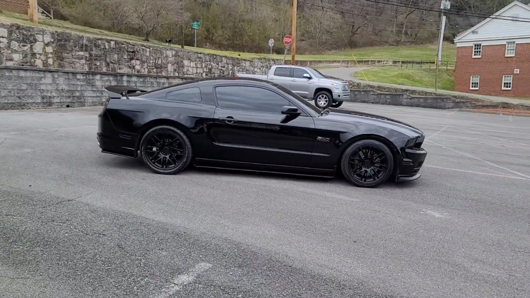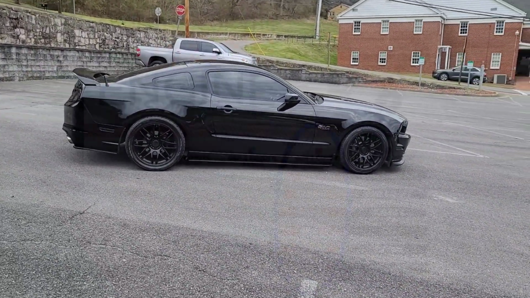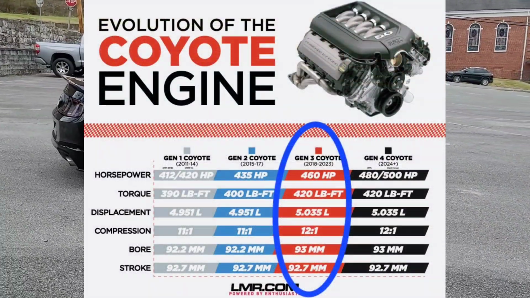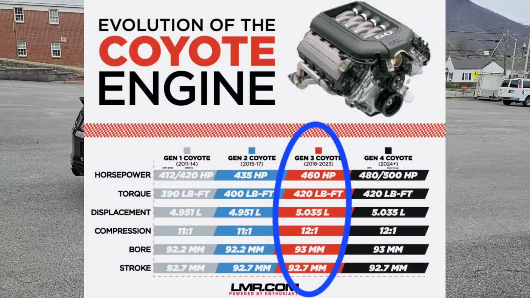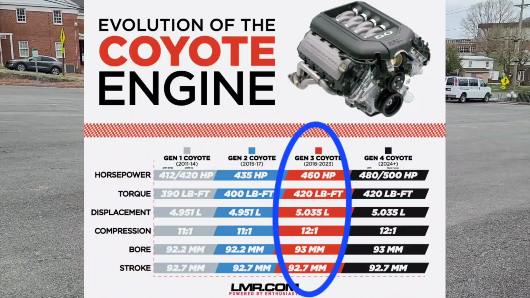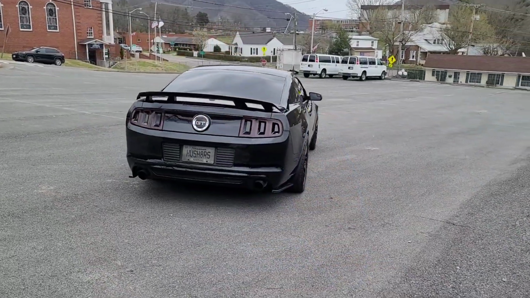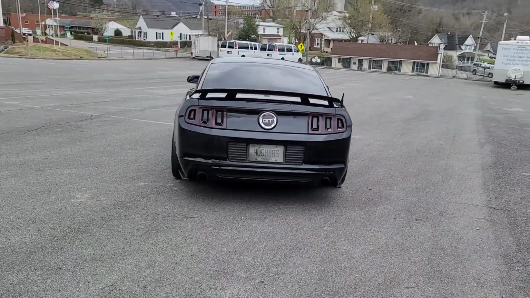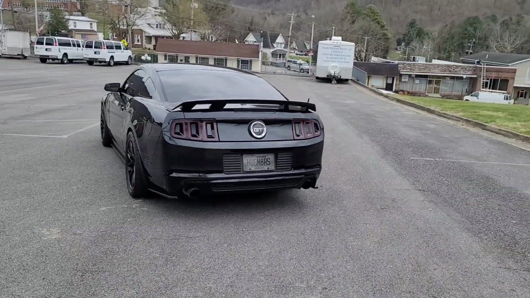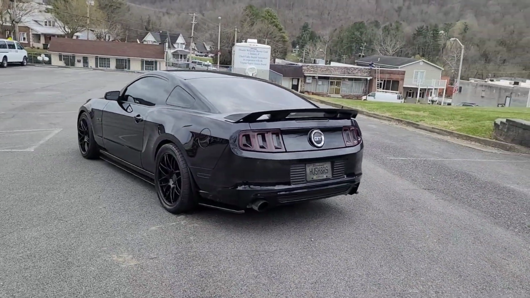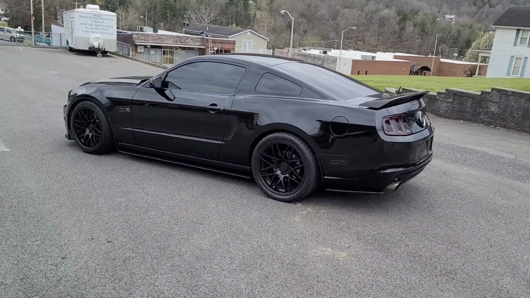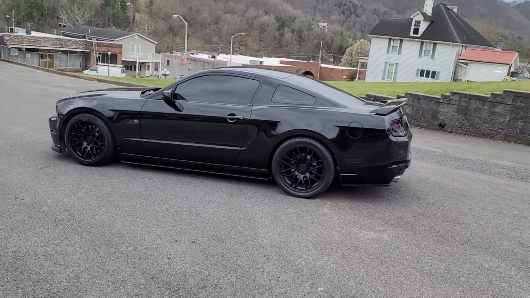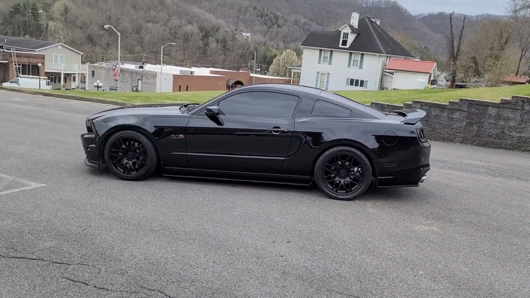Now onto the Gen 3 Coyote. The Gen 3 Mustang engine's compression ratio is now 12:1. It makes 460 horsepower and 420 foot-pounds of torque. The Gen 3 Coyote is now direct injected along with the original port injection. The Gen 3 has a larger 93mm bore that brings total engine displacement to an actual 5 liter versus the prior Gen 1 and Gen 2's 4.9 liters.